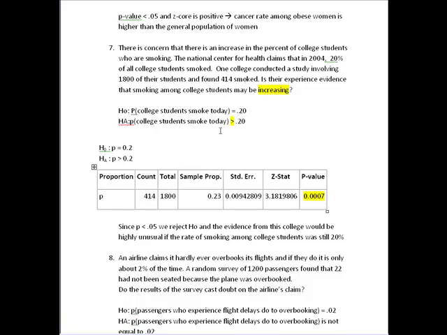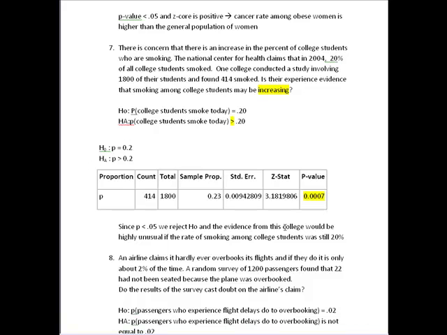So either it is the same as it was in 2004, namely 20%, or it has increased and is now bigger than 20%. We're going to use StatCrunch with the number of successes, 414, the number of observations, 1,800. We're going to choose the greater than alternative, and our p-value is very small, 0.0007. Since it is less than 0.05, we reject the null hypothesis.